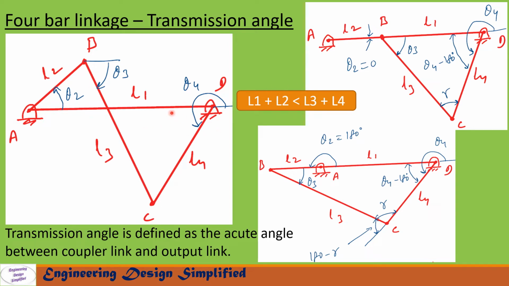In a crank rocker mechanism, two extreme transmission angles will occur. One is minimum transmission angle, that is shown in figure here. Minimum transmission angle will occur when theta 2 is 0, that is this crank angle will become 0, and maximum transmission angle will occur when theta 2 is 180 degrees. In the coming slides, let us see how to derive equations for these two extreme transmission angles.